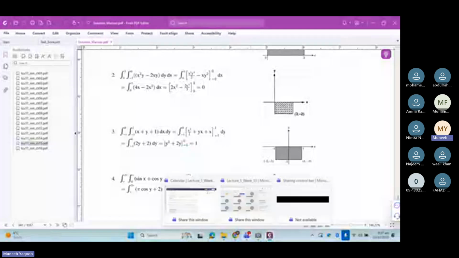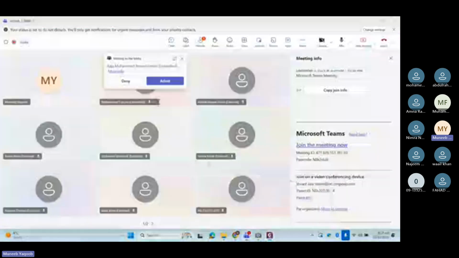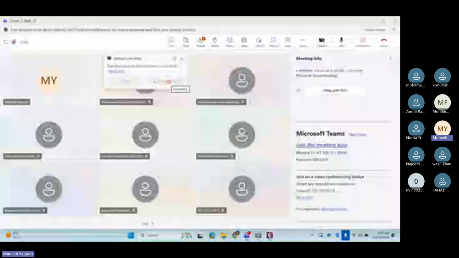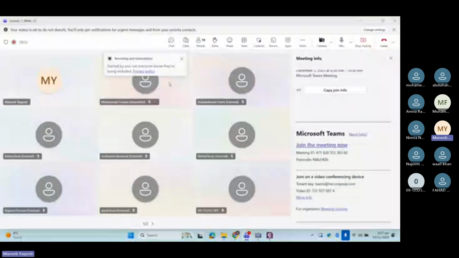Okay, so I hope that you understand now how to evaluate the double integral and how to integrate functions containing x and y with each other. So inshallah, in the next on-campus class, we will go deeper into the complex questions. So for today, since it is an online class, we keep it simple.